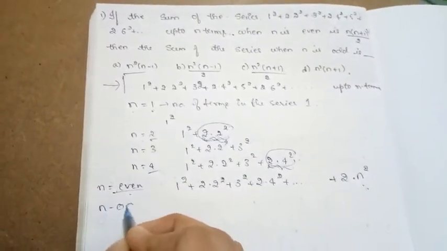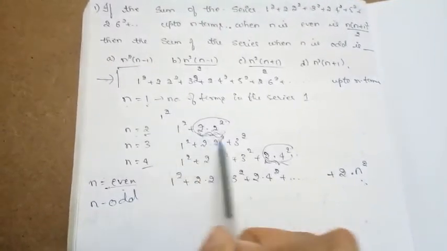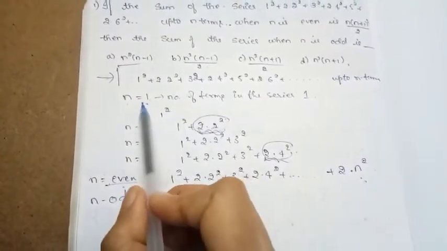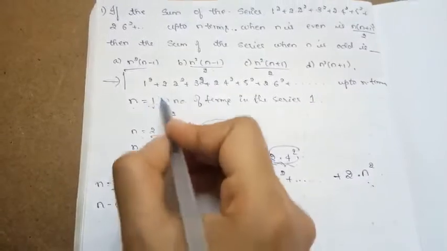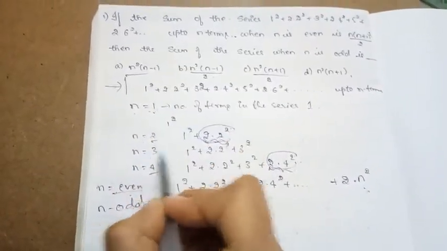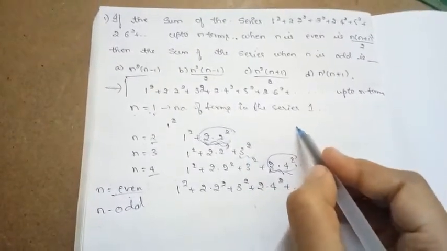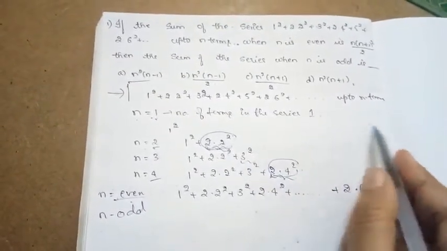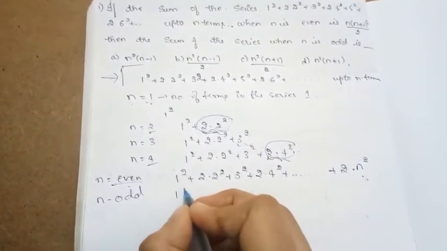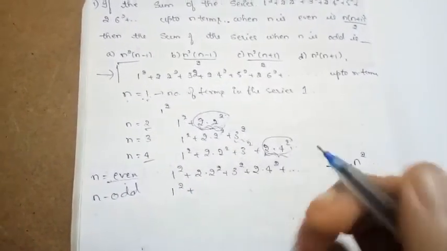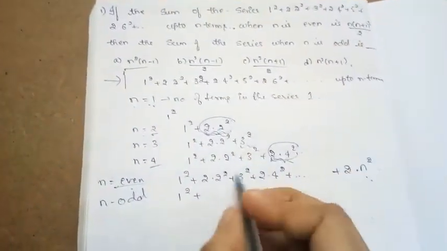Suppose n is odd, you can see here properly. At first when n is equal to 1, it was 1 square. When n is equal to 3, the last term was 3 square. If n is equal to 5, the last term would be 5 square. So what happens to the last term? Writing the nth term is the basic concept of doing this one.